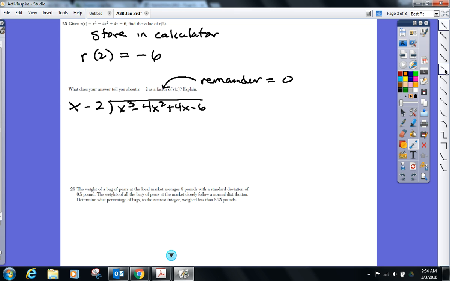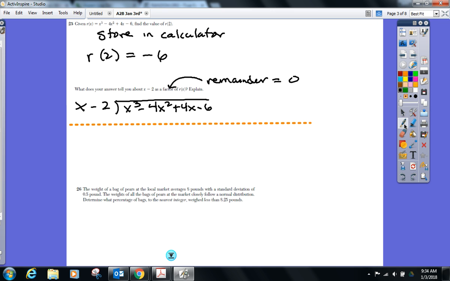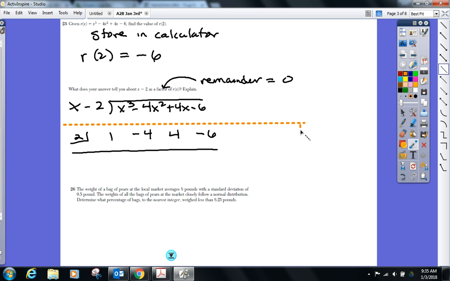What was the alternative you learned after you learned long division? Synthetic division, right? So if x minus 2 is a factor, what's going to go in that little box there? 2. And then you could do 1, negative 4, 4, and negative 6. Synthetically divide and see if you come out with 0. Quickest way possible is the following way. And this is why you did the work up here.